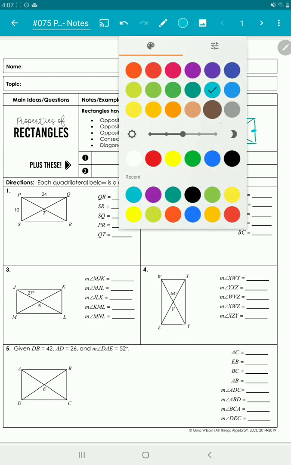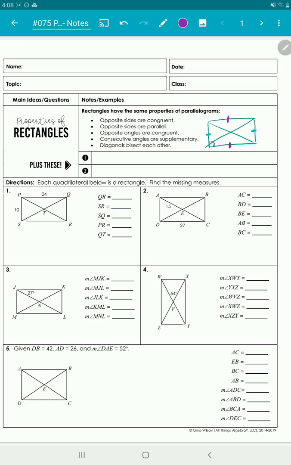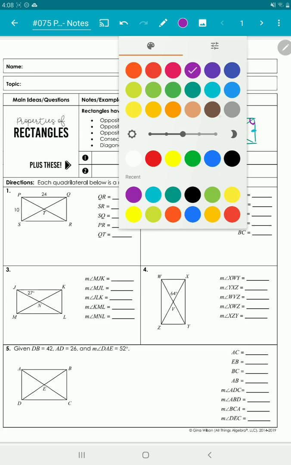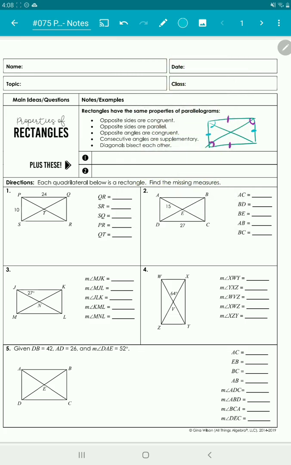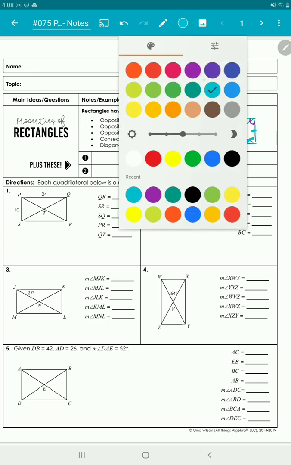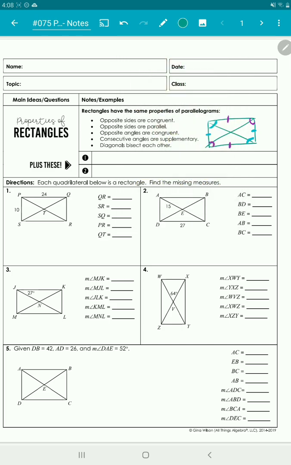Opposite angles are congruent. So again, I'll just use the purple and the blue here to show that these two angles, because they're across each other, connected by the same diagonal. And then same blue, I'll just use these two angles are the same. Okay. Consecutive angles are supplementary. So if we pick one blue and one purple, they're going to add to give you 180.